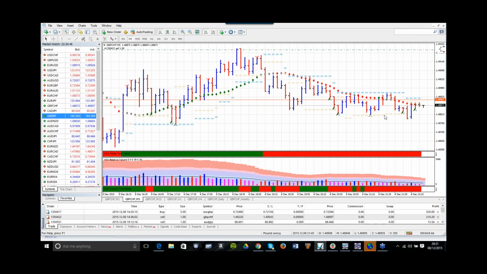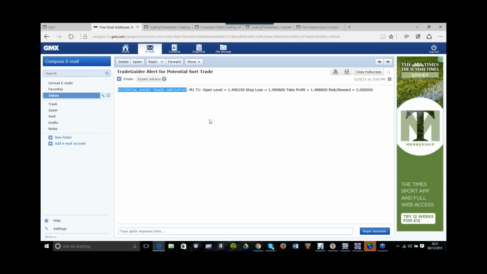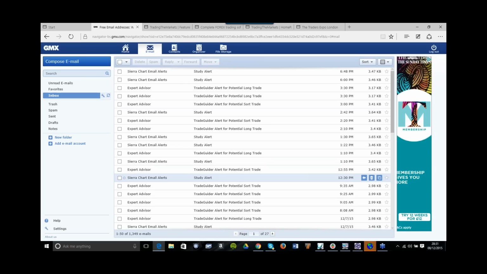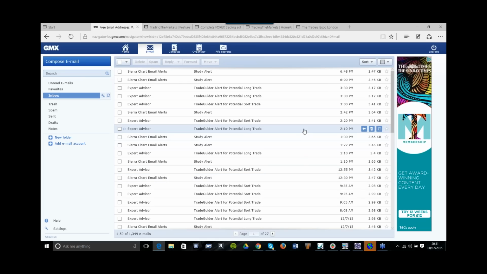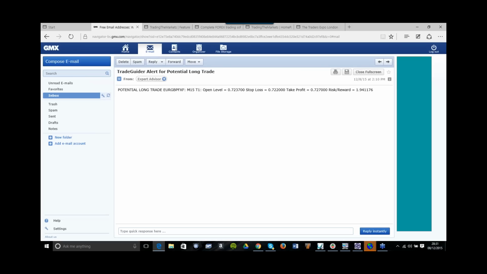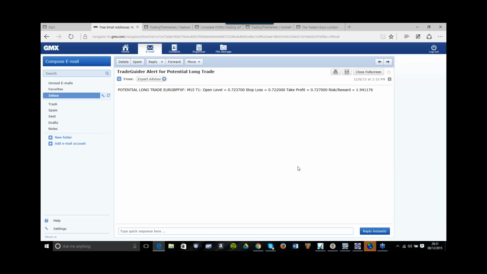Now, let's talk about the secondary alert today, which was a long trade. Isn't it interesting? You can go short in one currency pair, and you can go long in the other. So I'm going to show you a trade. I think it was around 2 o'clock. Let's have a quick look here. Yeah, there it is. It's the Euro GBP.